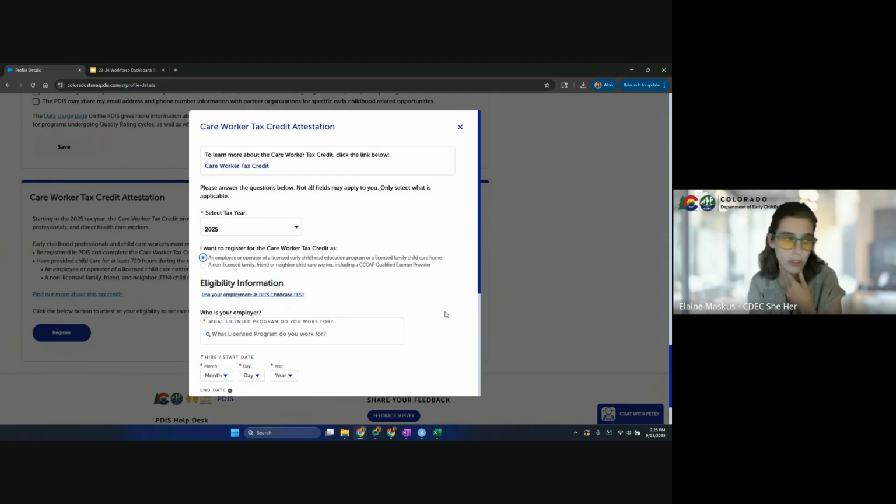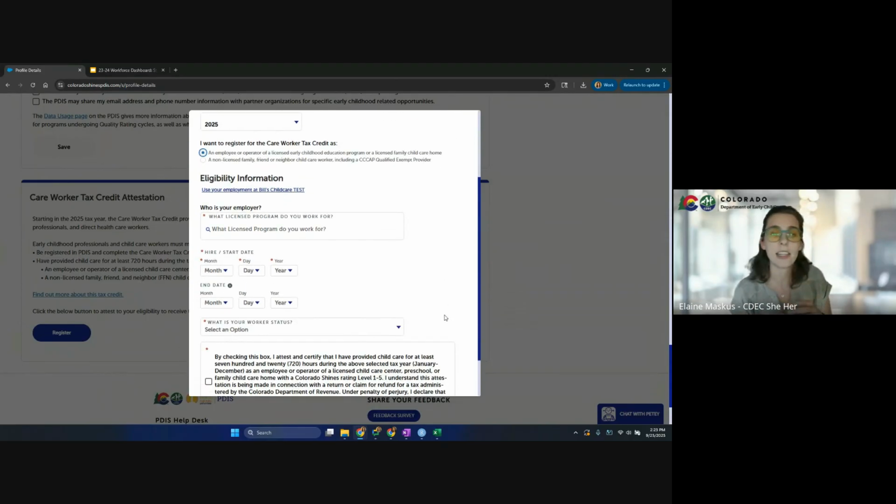So for licensed professionals, because there are some requirements based on different programs. For instance, summer camps are licensed programs in the PDIS. Summer camp staff are not eligible for this tax credit. So you have to enter in your employment information as part of our verification. There are two ways to do it. First, if the person already has verified employment in the PDIS, it'll pop up right here, and you just click it and the rest of the data will fill in.